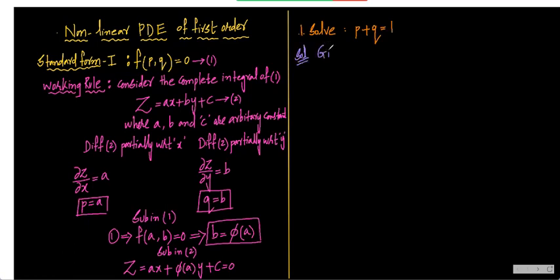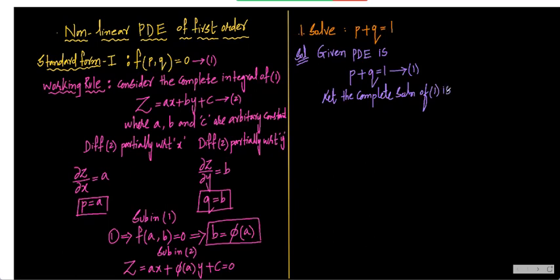This is a short answer, not a long answer. Given PDE, the partial differential equation, is p plus q is equal to 1. Call it equation number 1. What is the process? Let the complete solution of 1 be, how to take it? Can you tell me? z is equal to ax plus by plus c. This is taken as equation number 2.